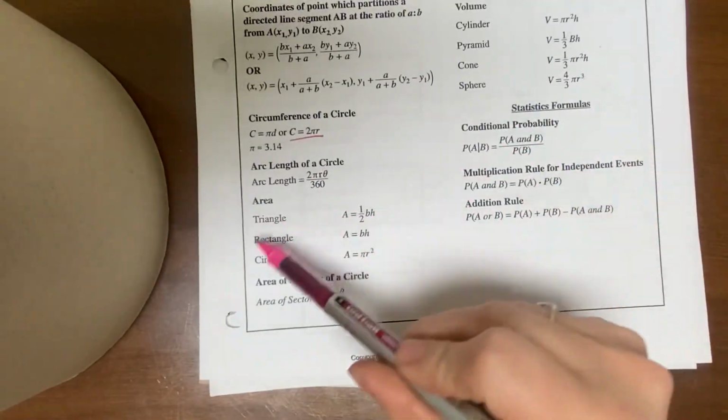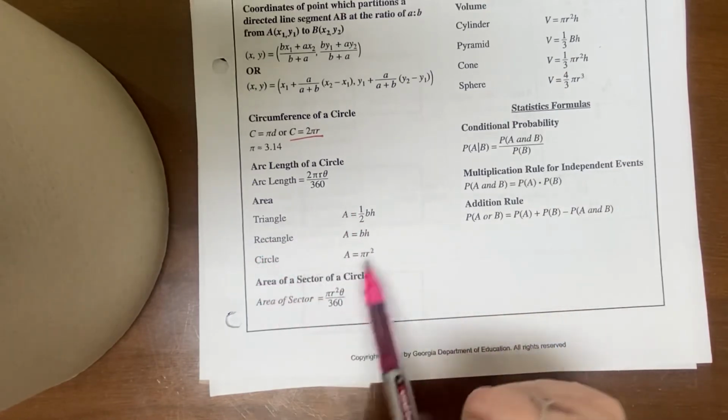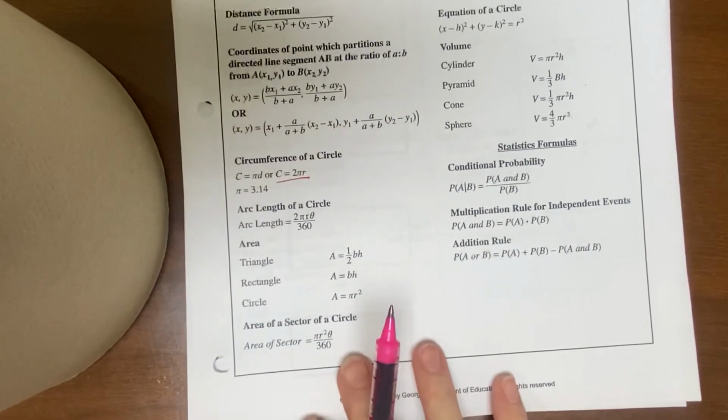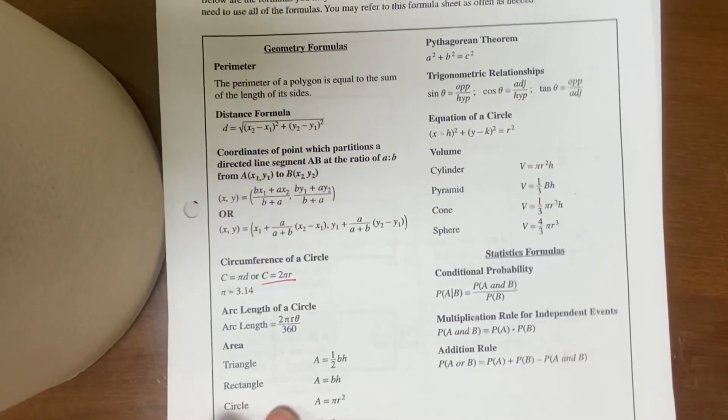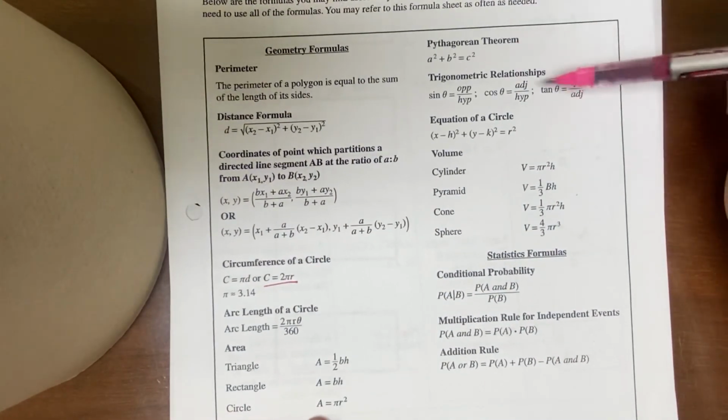All right, area section here, triangle, rectangle, and circle. And then we will get to the volume section here. Those are the ones we're going to be using right now. We've already done Pythagorean theorem and trig.